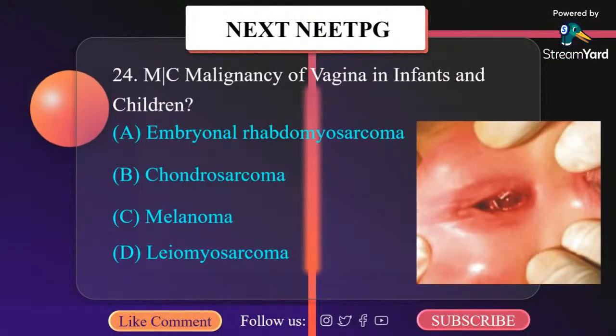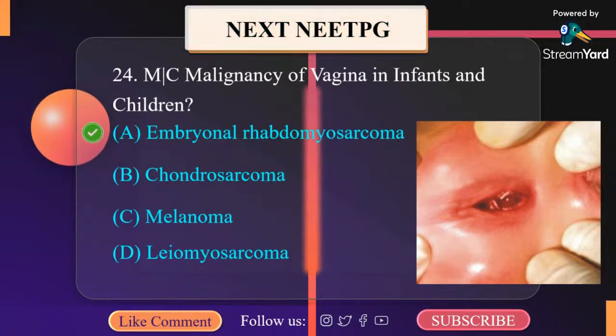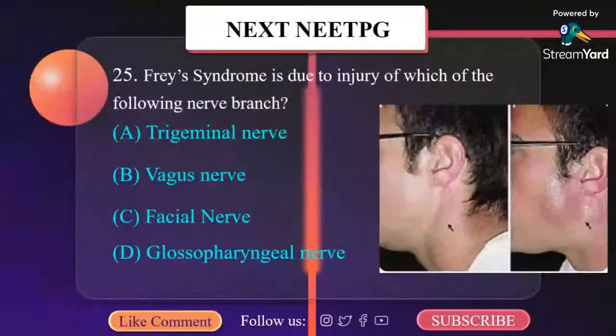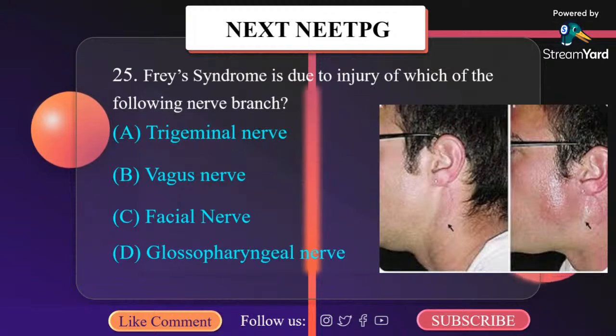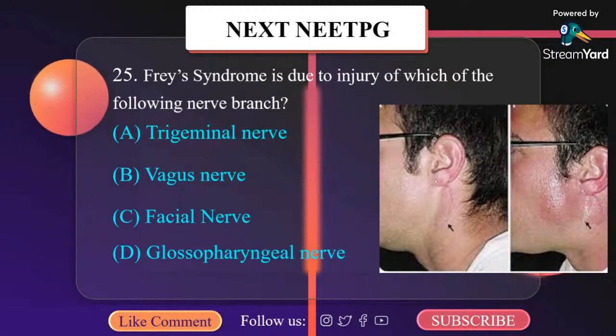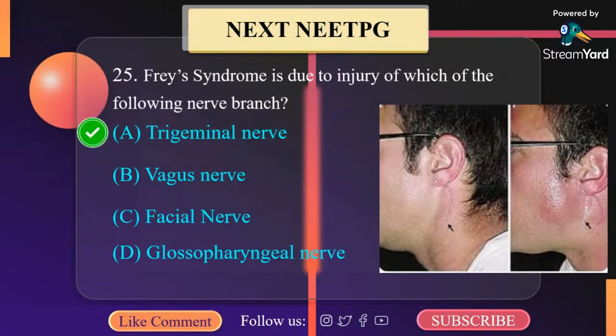Most common malignancy of vagina in infants and children is A. Embryonal rhabdomyosarcoma, B. Chondrosarcoma, C. Melanoma, D. Leiomyosarcoma. It is embryonal rhabdomyosarcoma. Frey syndrome is due to injury of which of the following nerve branch? A. Trigeminal nerve, B. Vagus nerve, C. Facial nerve, D. Glossopharyngeal nerve. It is trigeminal nerve.